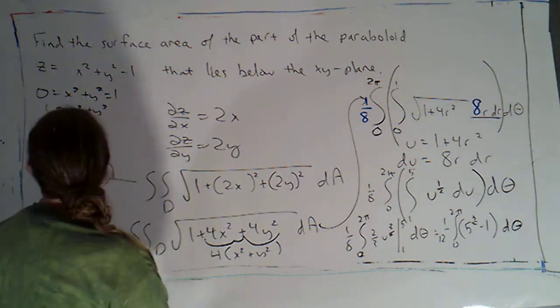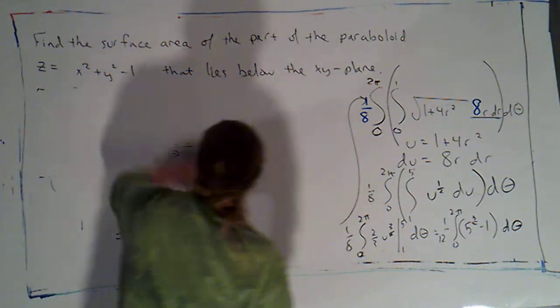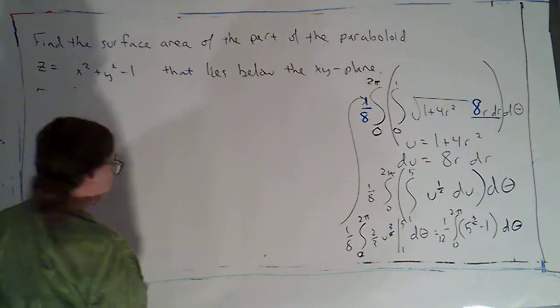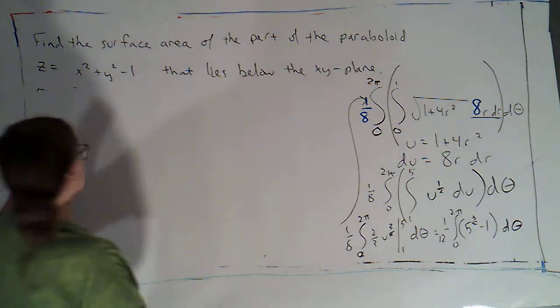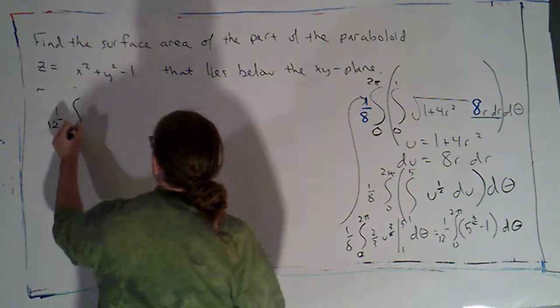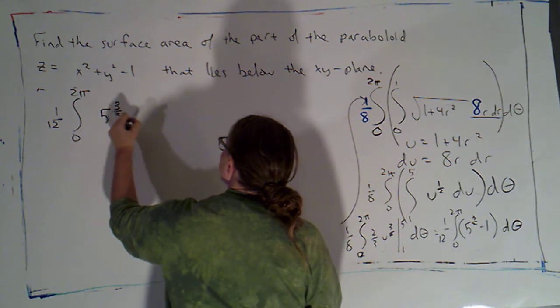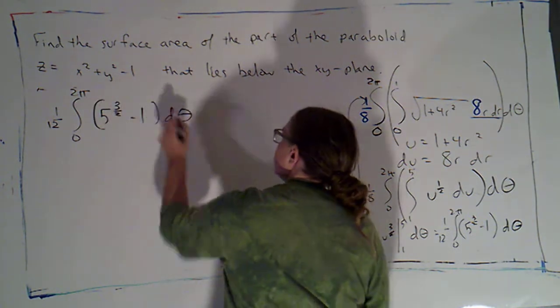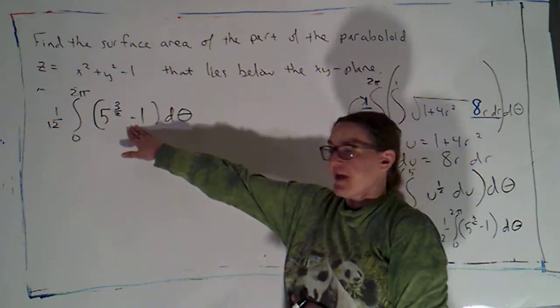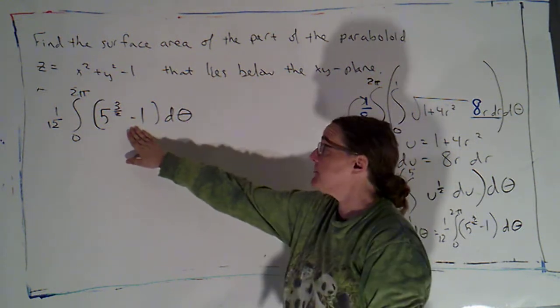Okay, so I need some more space. So let's just copy what we had. We had 1/12, the integral from 0 to 2 pi, 5 to the 3 halves minus 1, d theta. There are no thetas in there. That's constant. It's kind of a funny looking constant, but it's a perfectly acceptable constant.